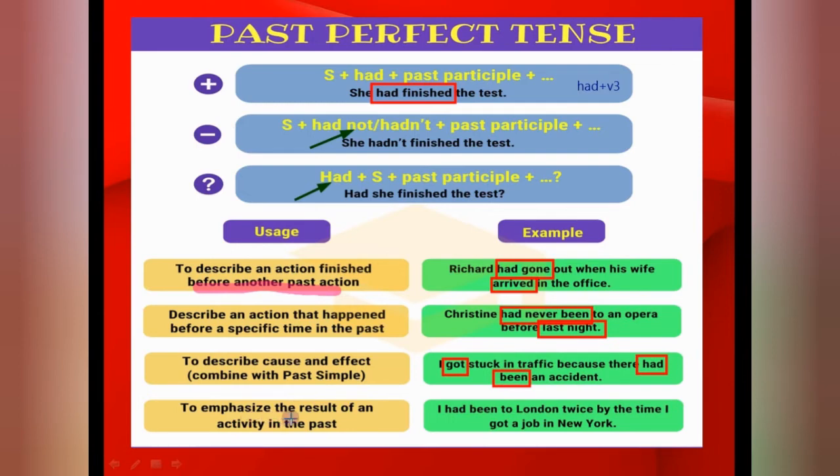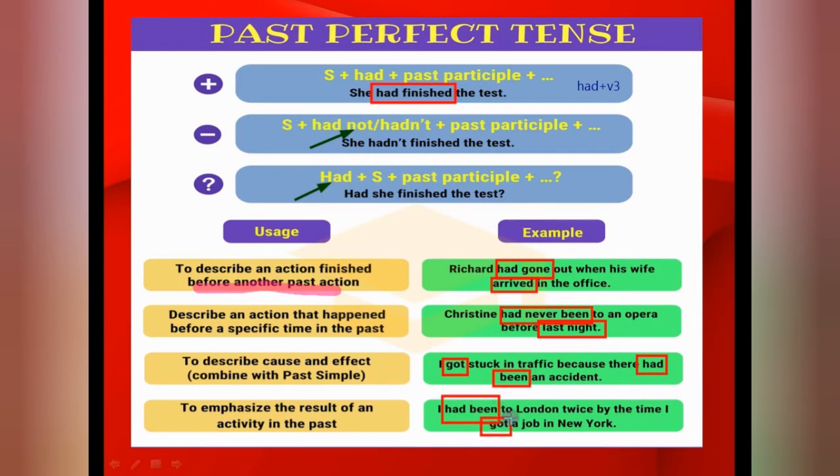To emphasize the result of an activity in the past. Emphasize means to focus. I had been to London twice by the time I got a job in New York. So both the activities are again done in the past. So I had been to London means I stayed there.